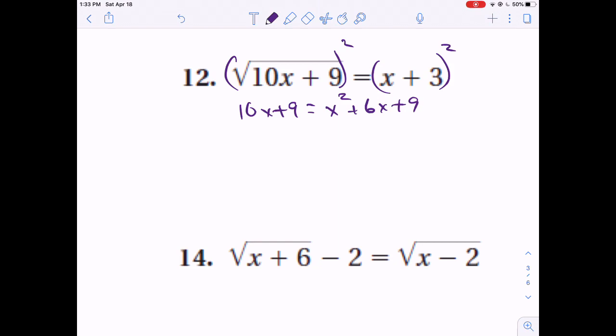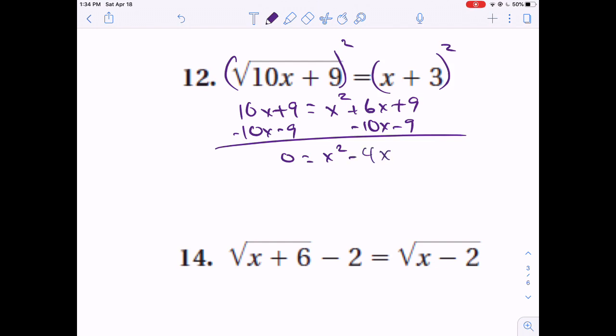Getting everything on the same side with the 10x, I'll subtract the 10x and the minus 9 in one step here just to keep things moving for you. We then have 0 equals x squared. Let me see here. 10x is negative 4x. Okay, there we go.